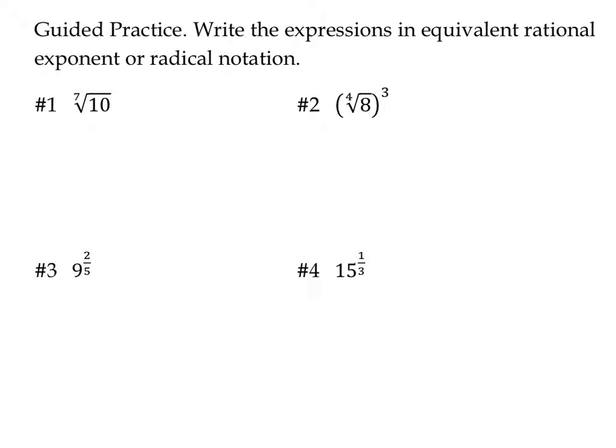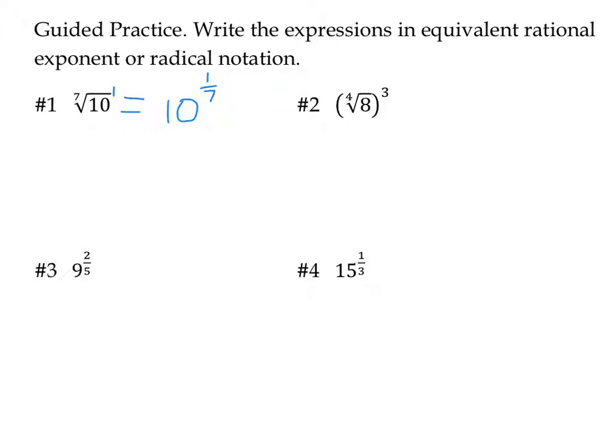In this first example, we're given a radical expression. We have the 7th root of 10, however you want to read that. So when we go to write this as a rational exponent, it's going to be 10 to the 1/7 power. There's a 1 there that we don't have to write, the first power. We don't have to write it, but it's there, and that's the numerator then in our rational exponent.